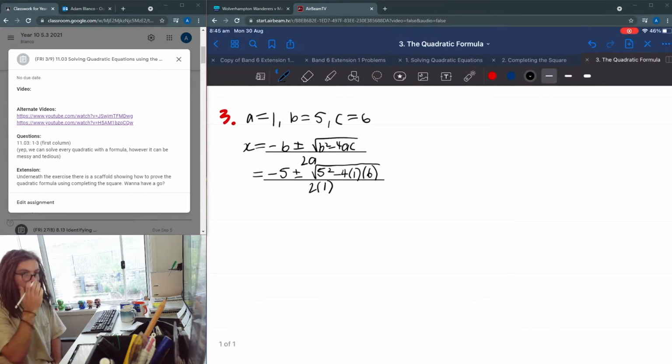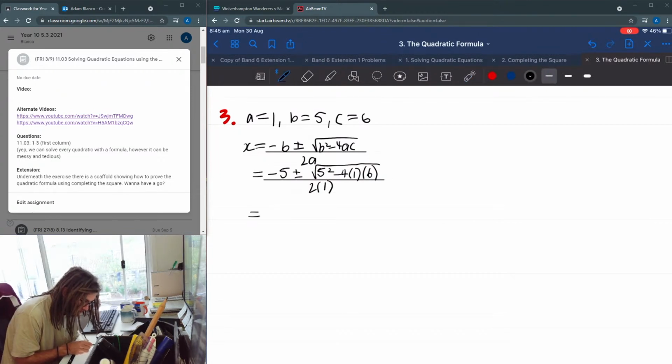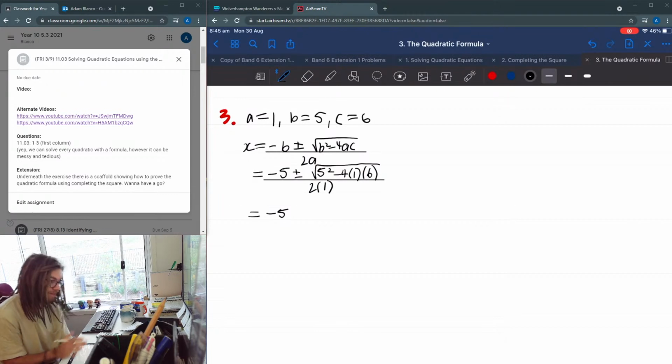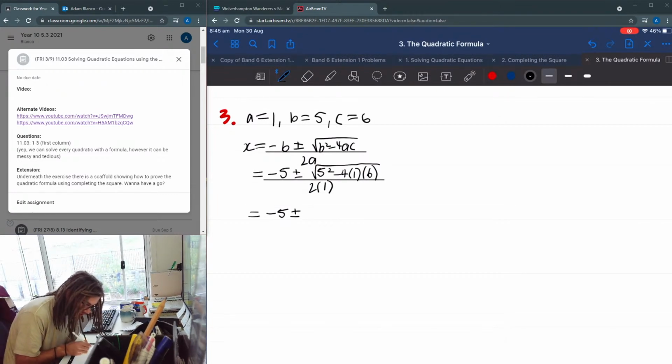Now, this is why the quadratic formula is a little bit gross, because if you haven't got nice numbers, then it's going to get kind of disgusting. If you ended up with a square root here that isn't a square number, then it's going to get kind of weird. So that's why you try and stay away from the quadratic formula, but at the end of the day, it always works. So now I've got 25 minus 24.